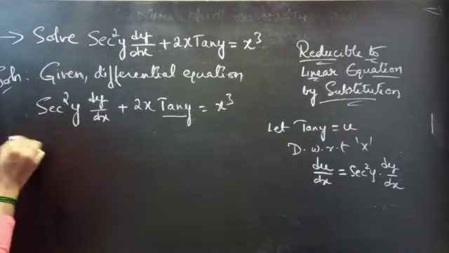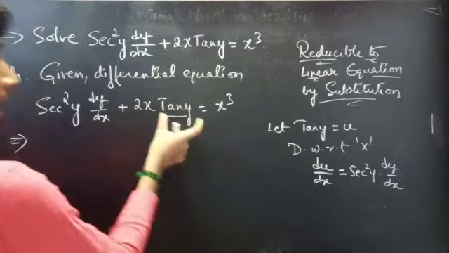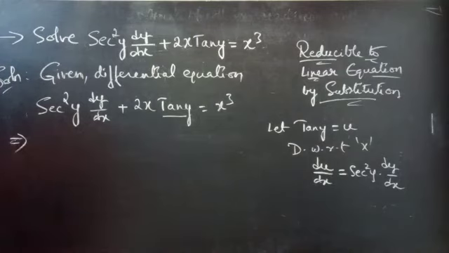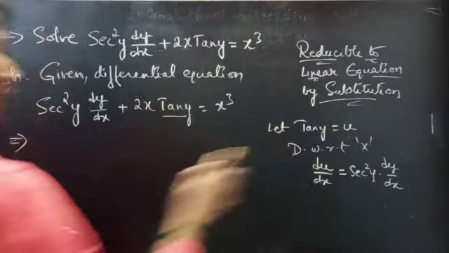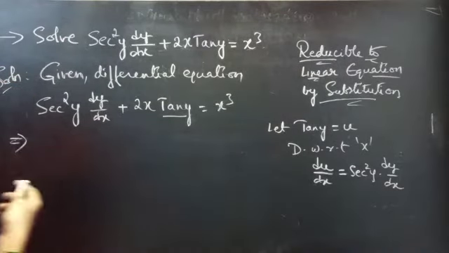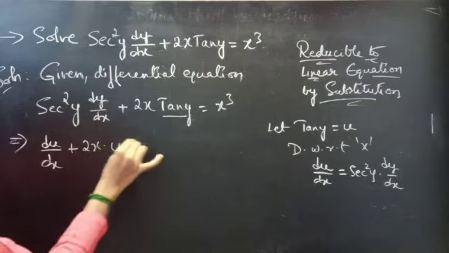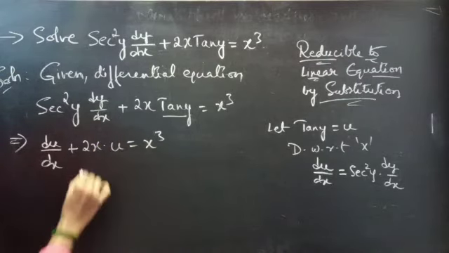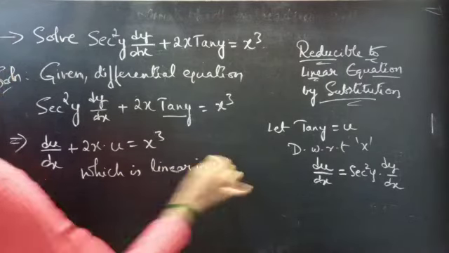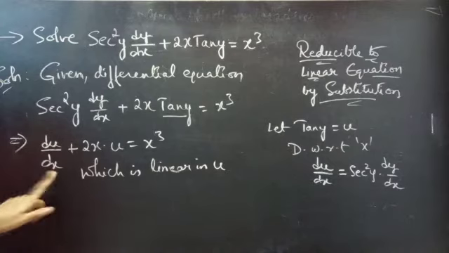Okay, so now we are going to replace the first term, sec²y dy/dx, by du/dx, and tan y can be replaced by u. So the above equation will be changed from y and x to u and x. Now we'll get du/dx + 2x u = x³, right? Which is linear in u. Here u is a dependent variable and x is an independent variable.